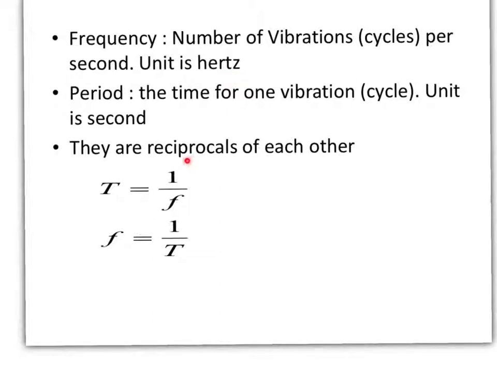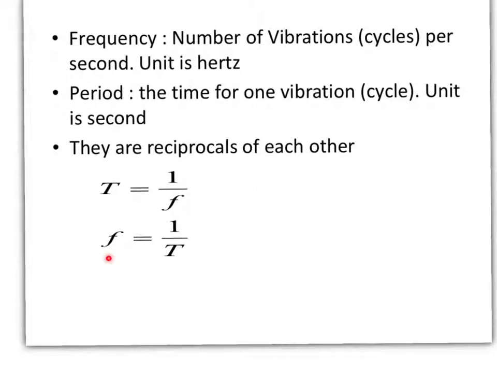Now, these two, frequency and period, are reciprocals of each other. In other words, T is equal to 1 over F, F is equal to 1 over T. So if you have the period, you can easily calculate the frequency, and vice versa.